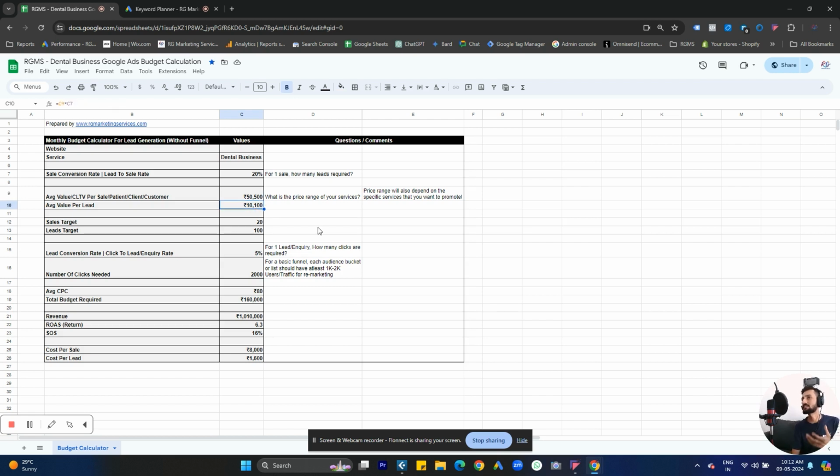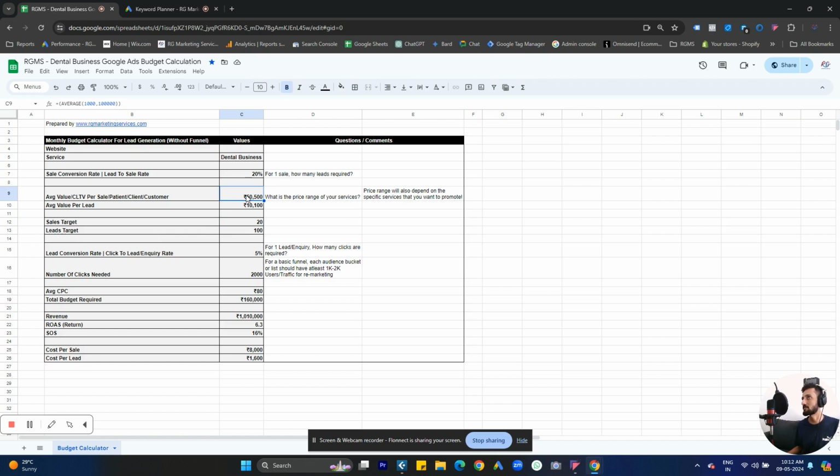Now coming to the next important metric, that is sales target. Okay, so we need to know how many sales we want to close. We know for one sale we are going to get this much, and we'll be able to get 1 sale out of 5 leads. But now how many total sales do we need in a month? So this is a monthly calculation. So for this example, we have considered we are looking for somewhere around 20 orders per month. Okay, so we are targeting for that, and we are considering all the services of a dental business.